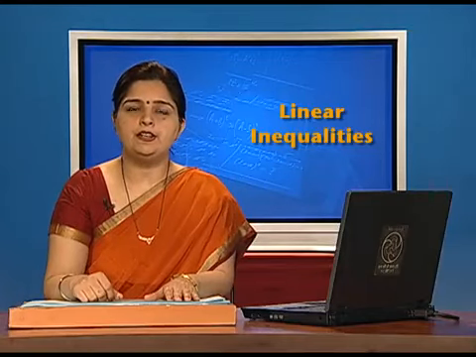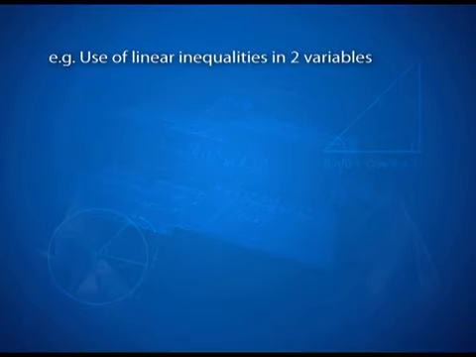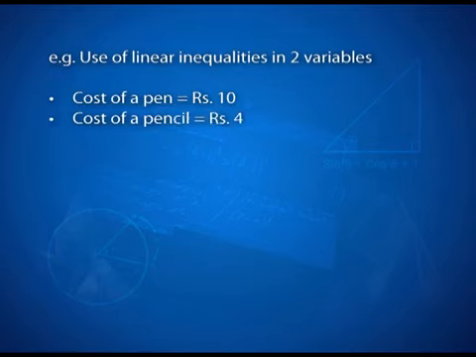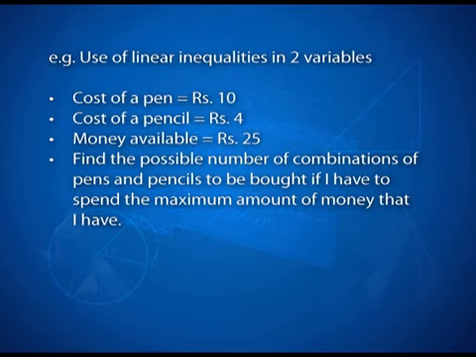Next, we move on to linear inequalities in two variables. If you go to the market to buy some pens and pencils, let the cost of a pen be, say, rupees 10 and the cost of a pencil be rupees 4. If you have the available money with you as, suppose, rupees 25, find the possible number of combinations of pens and pencils to be bought if we have to spend the maximum amount of money that you have.